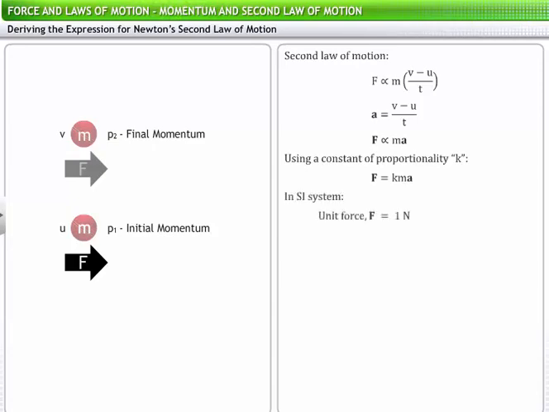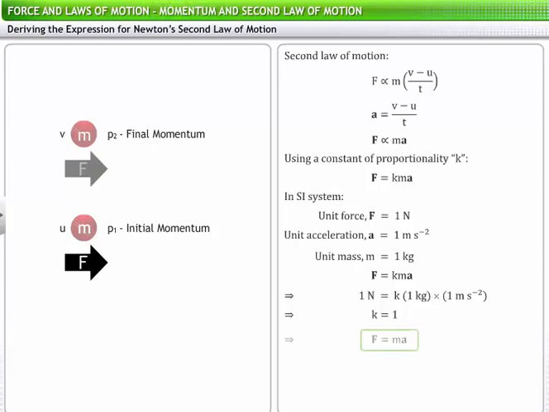In the SI system, a unit force is a force with a magnitude of 1 Newton. Unit force is defined as the force that produces unit acceleration, that is, 1 meter per second square, when applied on a body of unit mass, 1 kilogram. Thus, substituting the values in the expression F is equal to kma, and simplifying, we get the value of k as 1. Hence, we get the mathematical expression of the second law of motion as F is equal to ma. Therefore, according to the second law of motion, you can express the force applied as the product of mass and acceleration of the body.